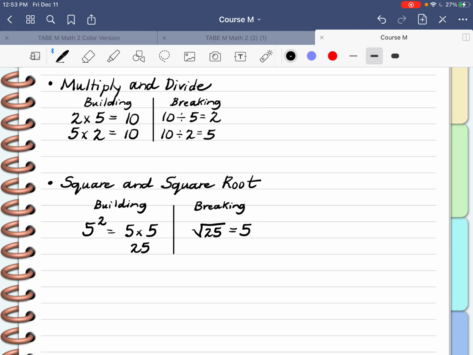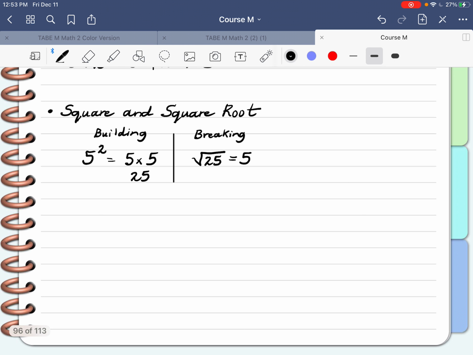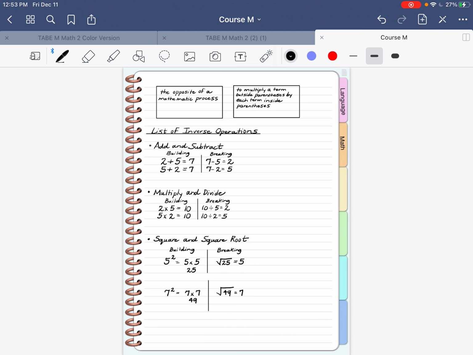Let me do another one of those. Let's do 7 to the second power. That means 7 times 7, which is 49. The square root of 49 is 7. Those are inverse operations, inverse processes.